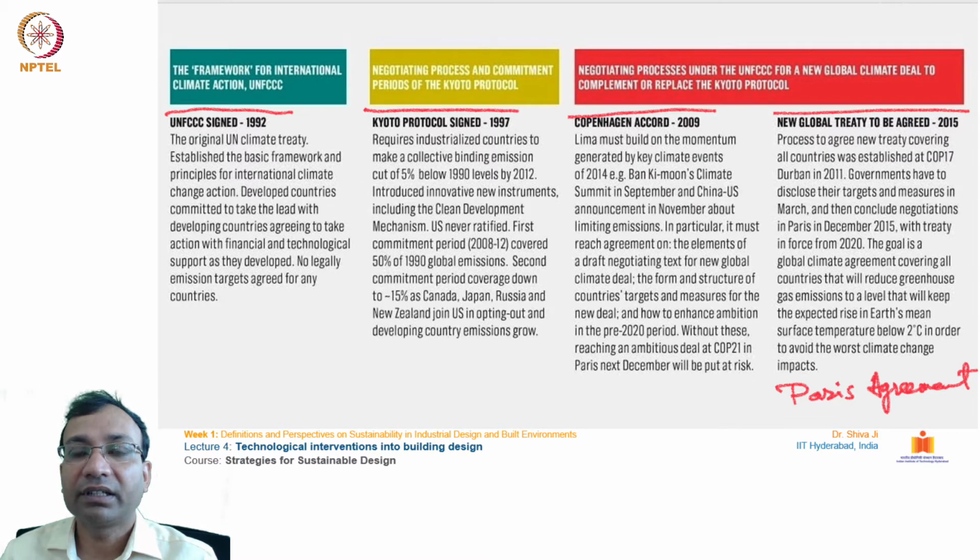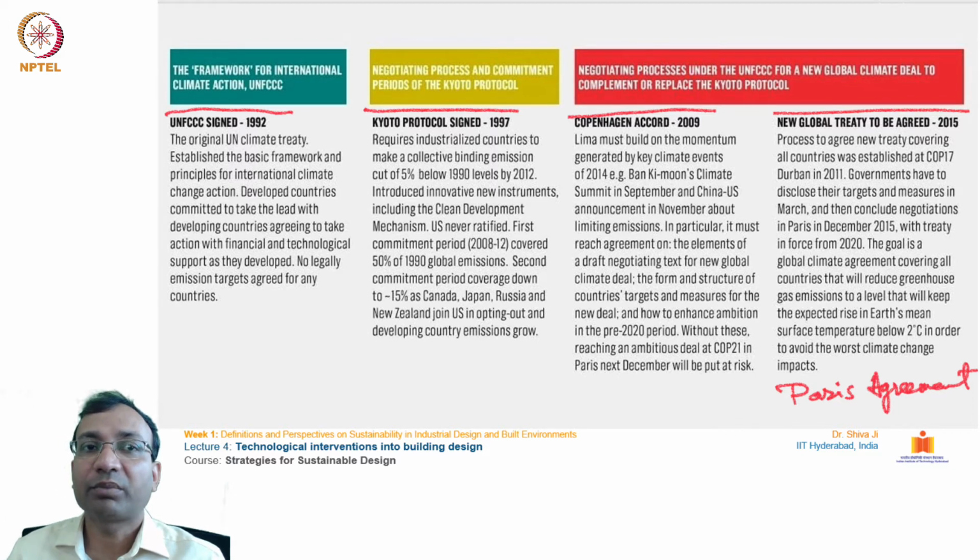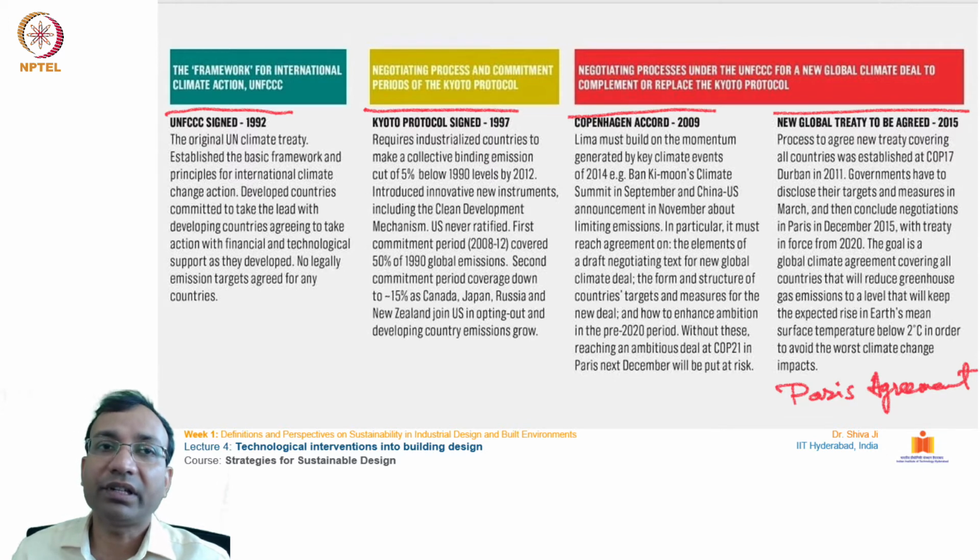Further, the Paris Agreement came in the year 2015. The new global treaty was agreed in 2015. The process to agree a new treaty covering all countries was established at COP17 in Durban in 2011. Governments have to disclose their targets and measures in March, and then conclude negotiations in Paris in December 2015, with the treaty in force from 2020.